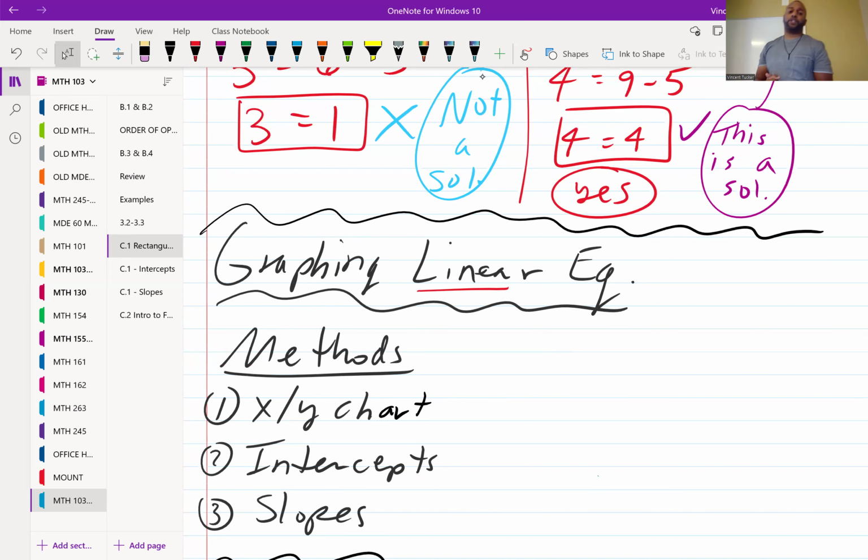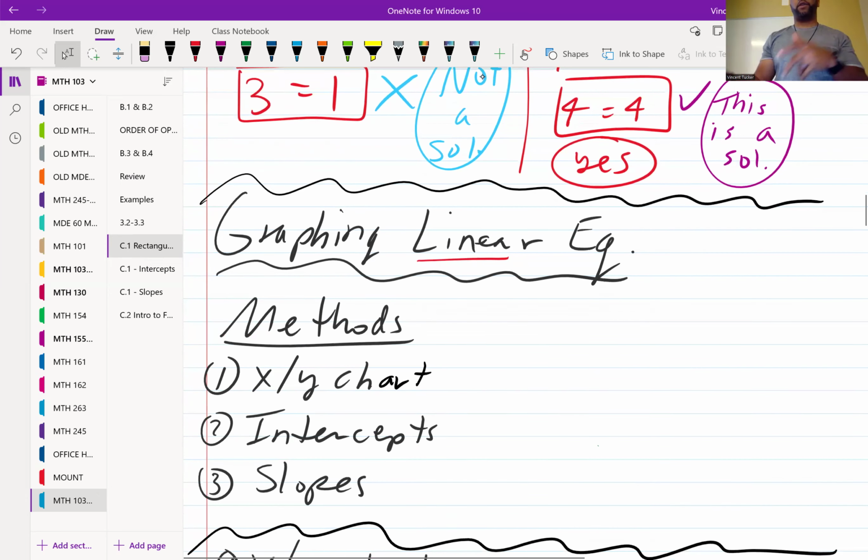But we have the XY chart. All you're going to do is create an XY chart. We can use our intercepts and then we can use our slopes in order to graph. Either way, it doesn't matter which method you use, you will still get the same line. For whatever equation you're trying to graph, you'll still get the same line. That's why I say it doesn't matter which method.